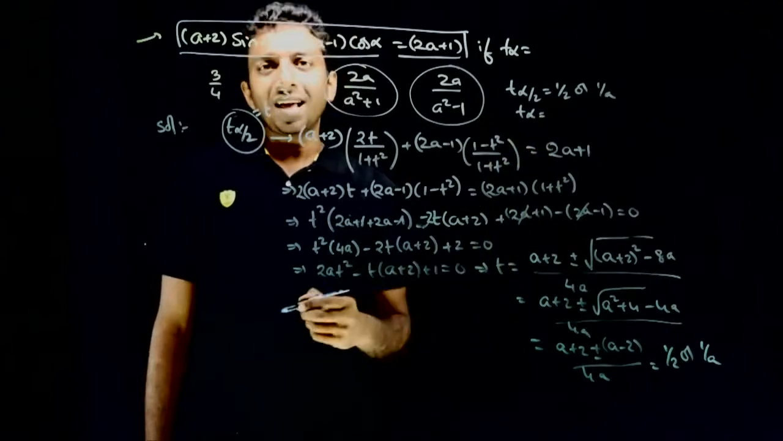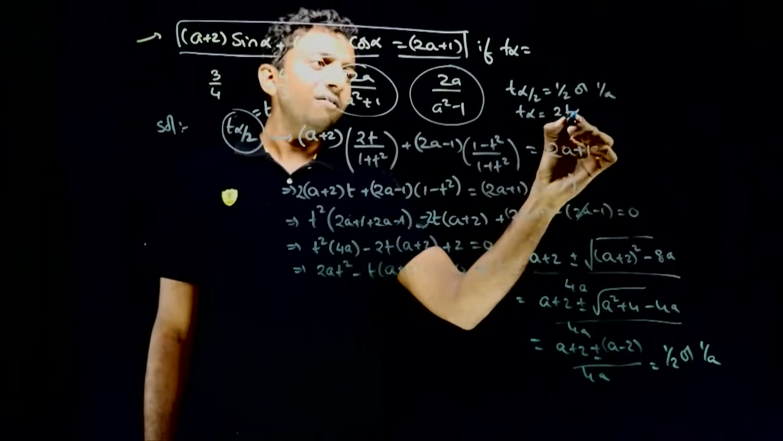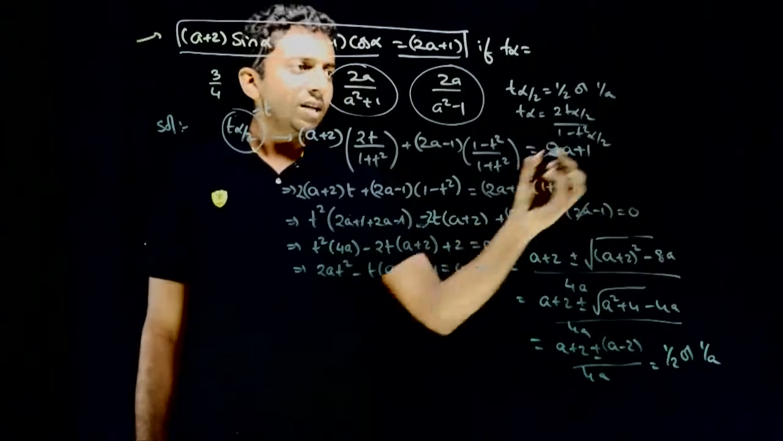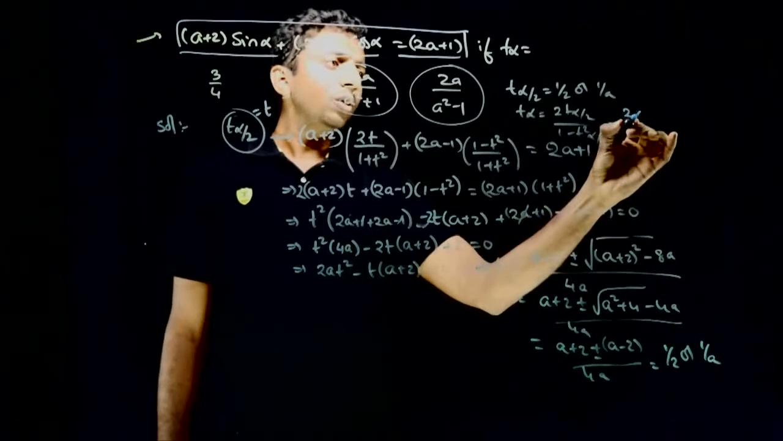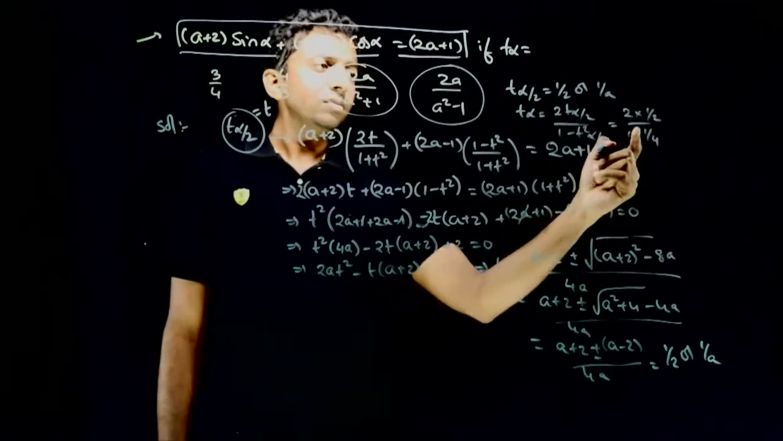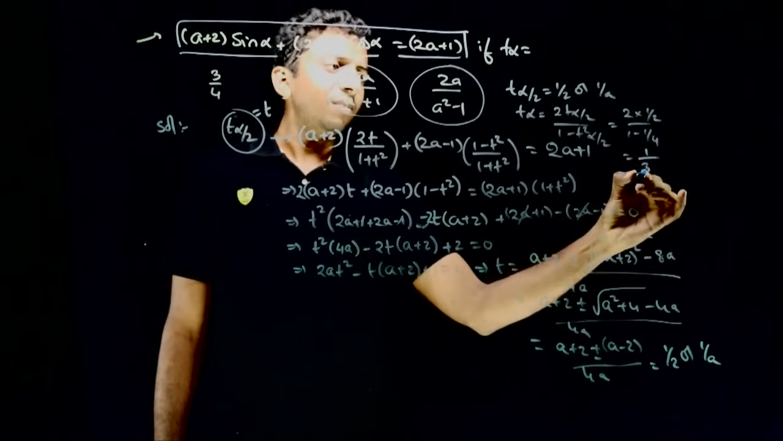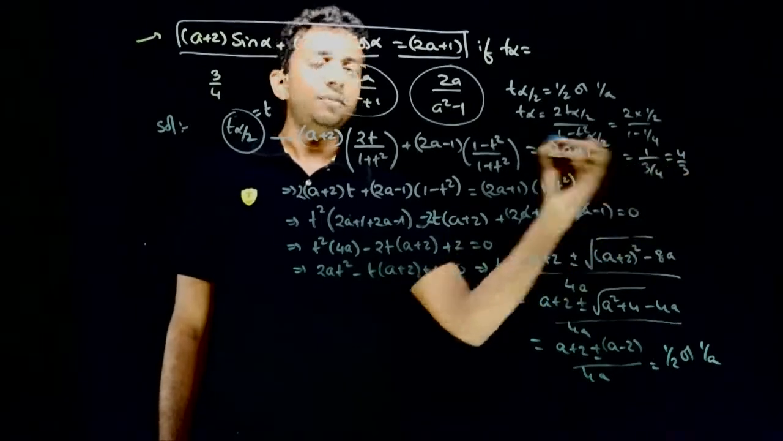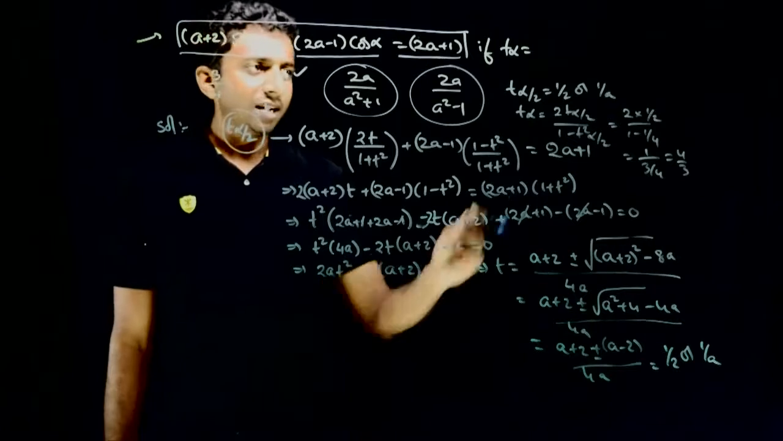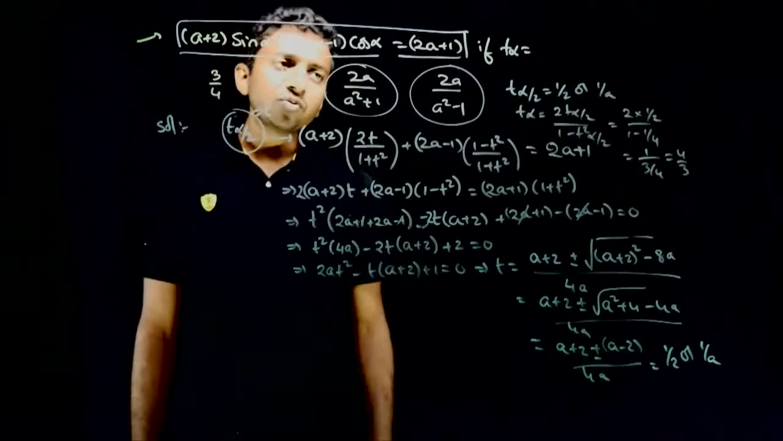So if tan(α/2) is 1/2 and 1/a, how much will tan α be? tan α is nothing but 2 tan(α/2) / (1 − tan²(α/2)). You know this formula. Substitute. 2 into half by 1 minus 1/4, that is equal to 1 by 3/4, that is equal to 4/3. So tan α = 4/3 is one option. If tan(α/2) is half then tan α is 4/3.